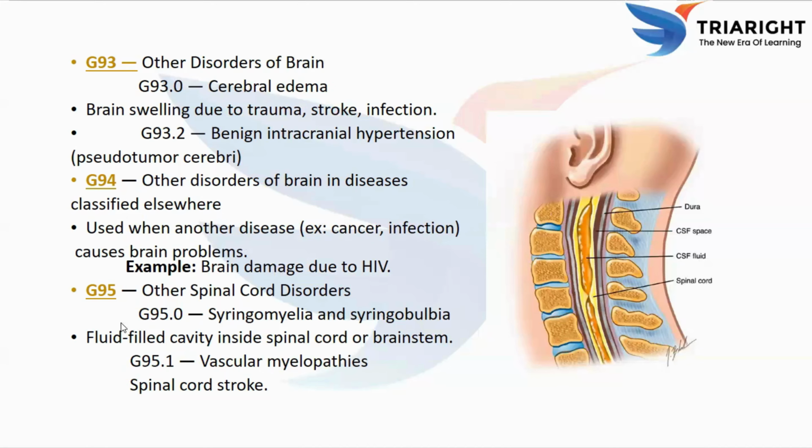So example of G95, the subcode of G95 is G95.1 with vascular myelopathies. So what do you mean by vascular myelopathies? It is also called spinal cord stroke. So vascular means nothing but blood vessels, and myelopathy is nothing but spinal cord damage. So when blood supply to the spinal cord is blocked, the spinal cord stroke occurs. So this leads to sudden weakness, paralysis or the loss of sensation below the affected area.